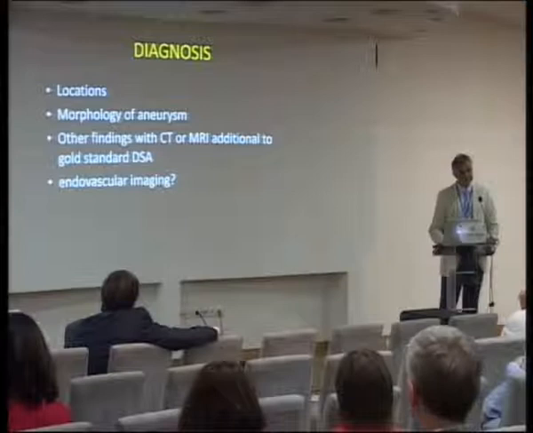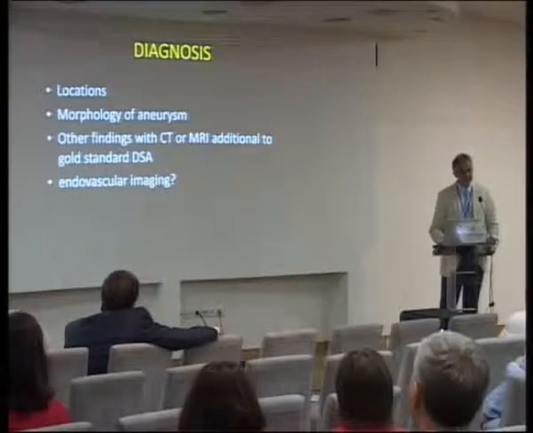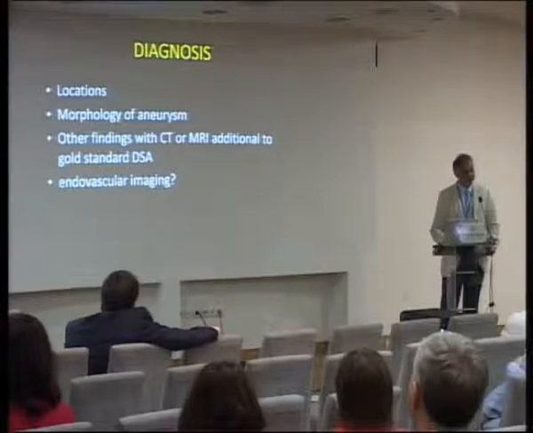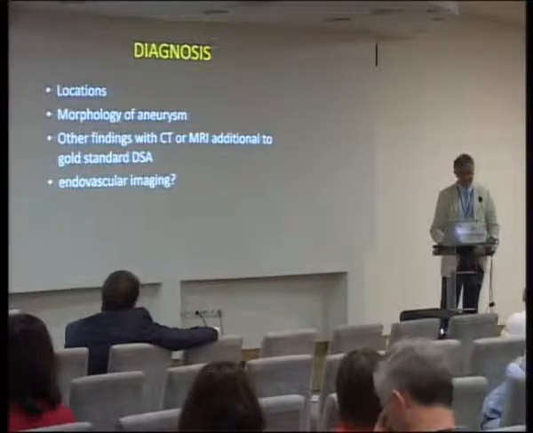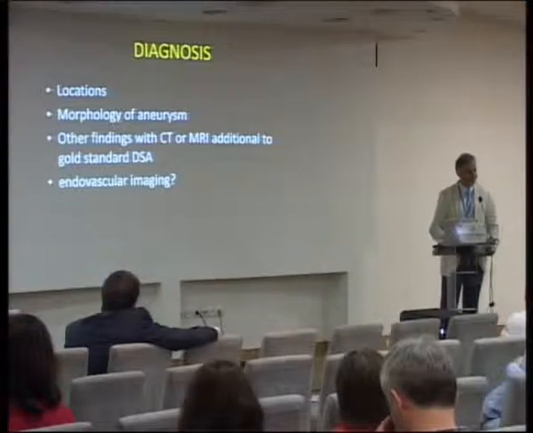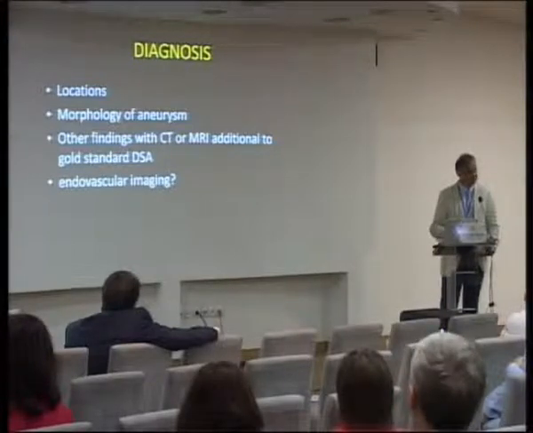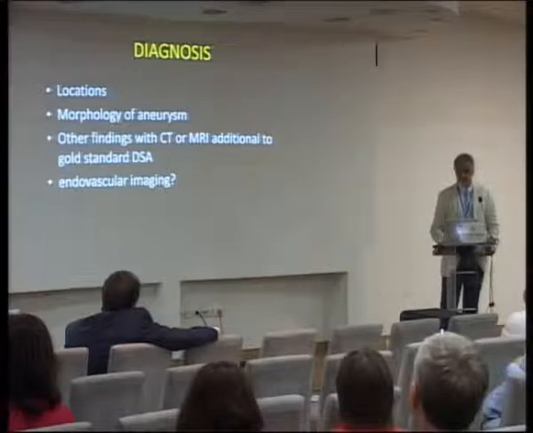So the majority of the time, some atypical location warns us to name it a dissecting one, and the morphology of the aneurysm is slightly different from the regular saccular one, and also additional CT and MR findings add a lot of value to the diagnosis.